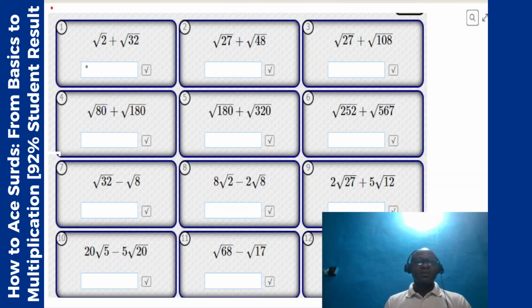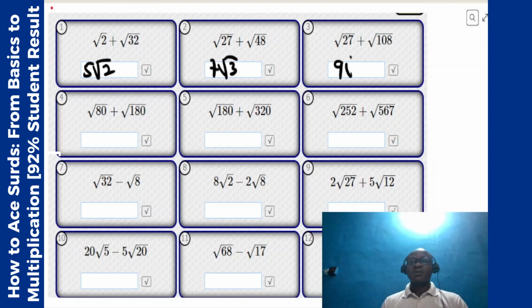Number 1, 5 square root 2. Number 2, 7 square root 3. Number 3, 9 square root 3. Number 4, 10 square root 5. Number 5, 14 square root 5.